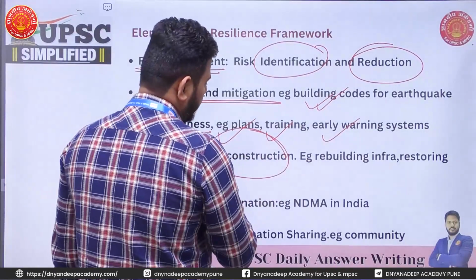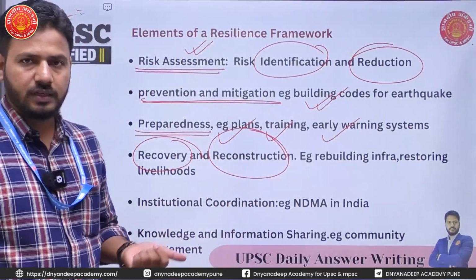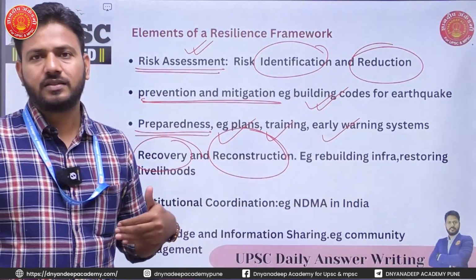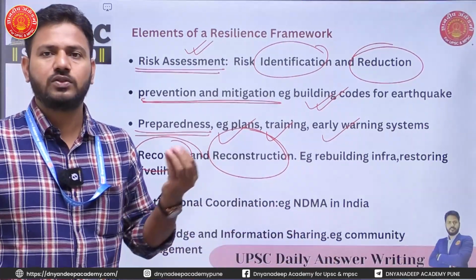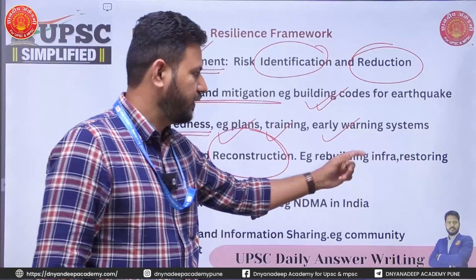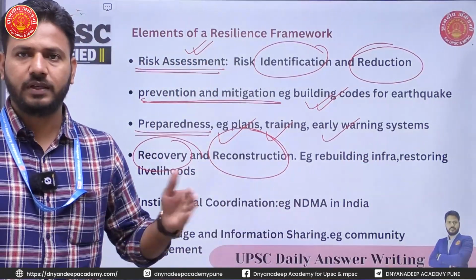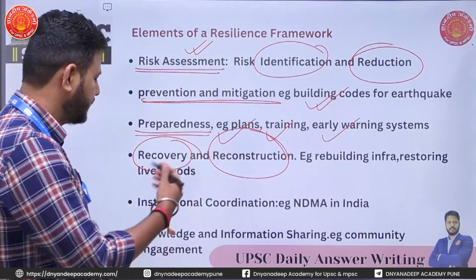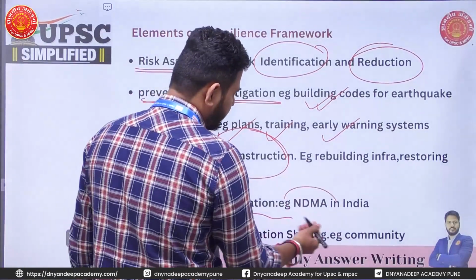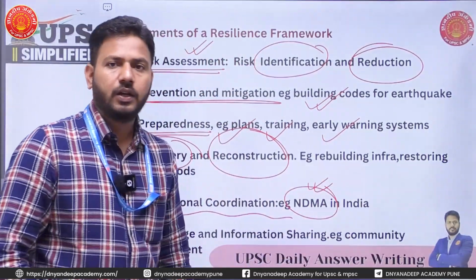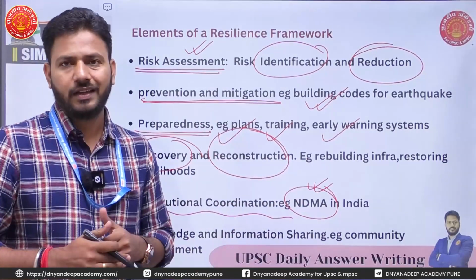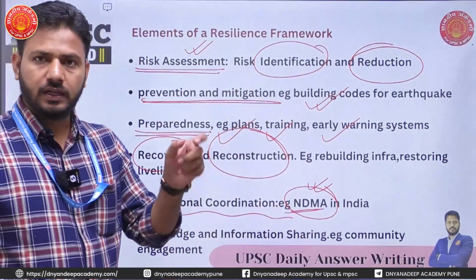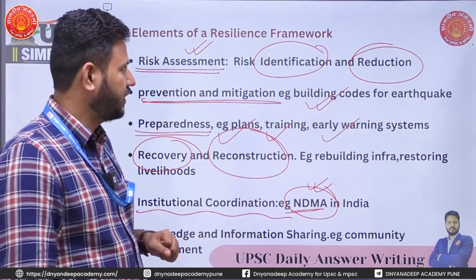Recovery and restructuring is another important part of the resilience framework, where you focus on rebuilding the infrastructure. A disaster strikes, and if you cannot build back the infrastructure, that is not known as resilience. So building back of infrastructure or restoring livelihoods which have been damaged by earthquakes or any other disaster is also part of the resilience framework. Then institutional coordination, for example, we have NDMA in India. Of all the 3-tier structure that we have in India for disaster management, NDMA brings about coordination between all these layers of administrating disasters in India.